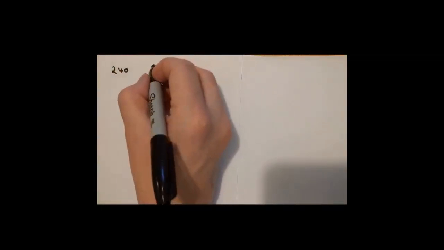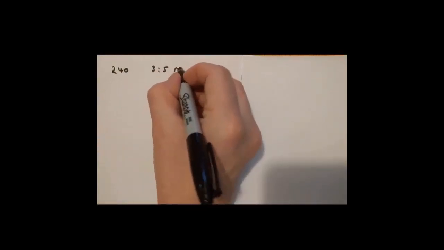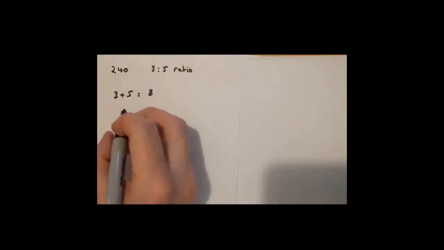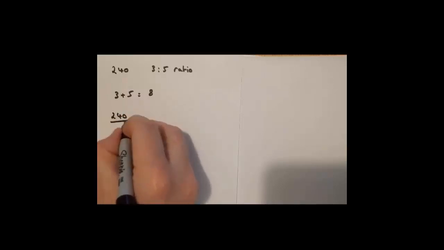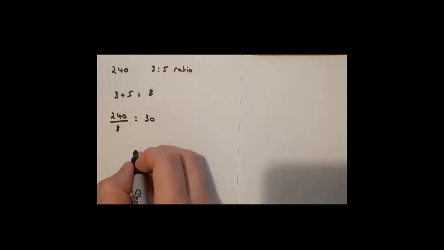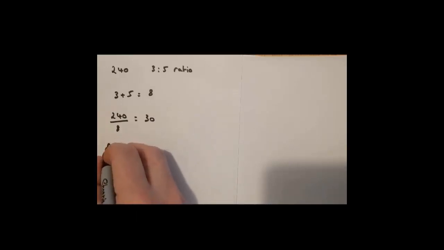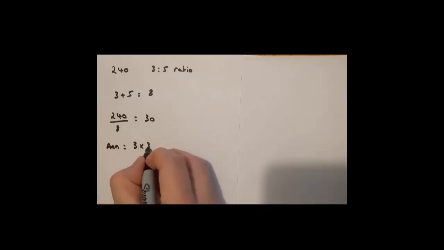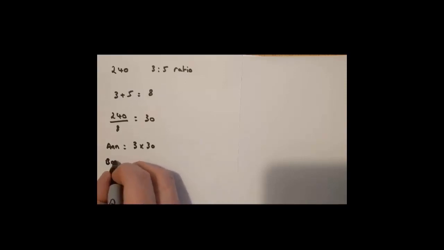So to work out the amount that Anne and Bob get, we have a ratio of 3 to 5, and so when we add those together, 3 plus 5 gives us 8. The amount is 240, so we do 240 divided by 8, which gives us 30. And now we multiply by each of the ratios. So Anne gets 3 lots of 30, or 3 times 30, which is 90. And Bob gets 5 lots of 30, which is 150.